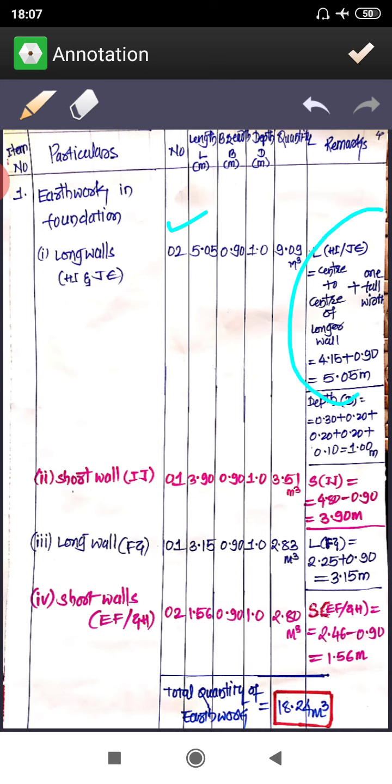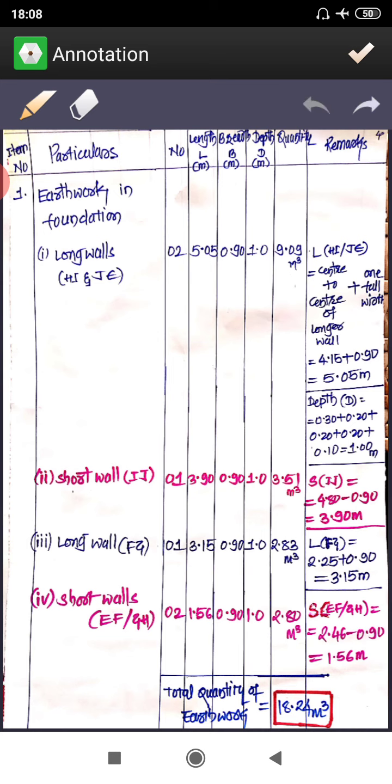Quantity is length into width into depth, right? That gives you the quantity. So you should get the length, right? How to get that length? Length of HI is equal to length of HI plus JE is equal to center of a wall plus one full width. So center to center of a wall is 4.15 plus one full width is 0.9. You are adding to that. So the length is going to be 5.05 meters here, right?